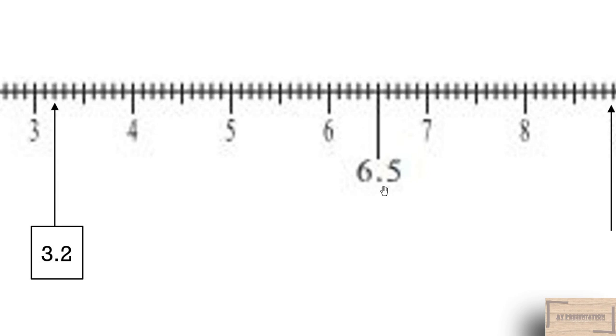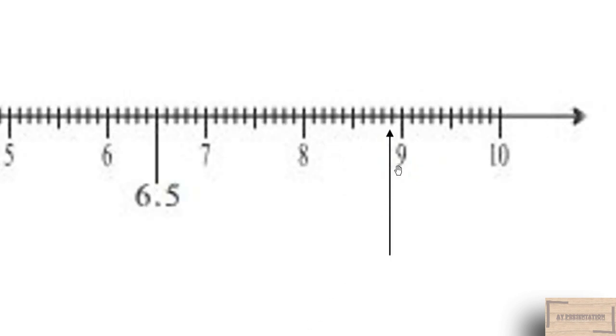Now check here. The complete number is 6. Then mark 1, 2, 3, 4 and 5. So this place's decimal fraction is 6.5. Now look here. The complete number before this arrow is 8 and then mark 1, 2, 3, 4, 5, 6, 7, 8, 9. So 8.9.